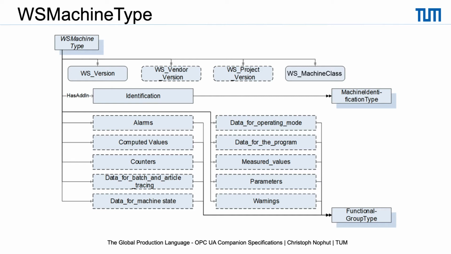The last information the machine type organizes are the data points within different categories. I showed you before, each data point belongs to one category, and each category has its own functional group folder. So you can compare it to a folder on your file system, and each data point is organized within such a folder.